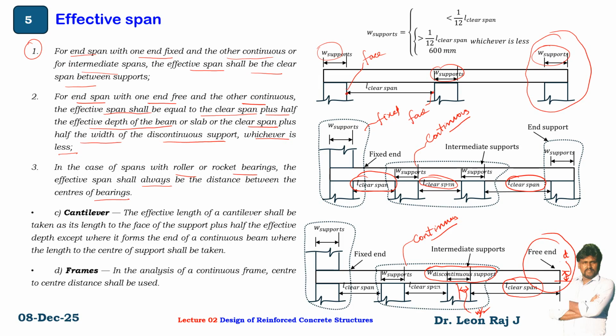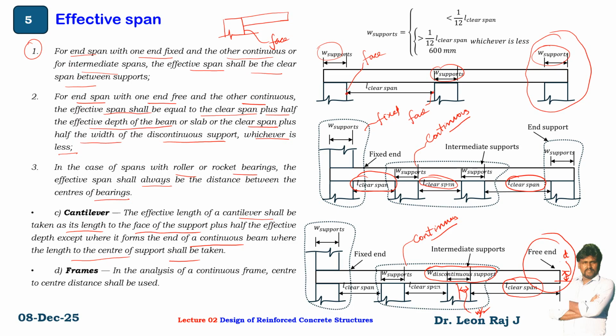The cantilever: in the case of a cantilever, the effective length shall be taken as its length to the face of the support, plus half of the effective depth, except where it forms the end of a continuous beam, where the length to the center of the support shall be taken.